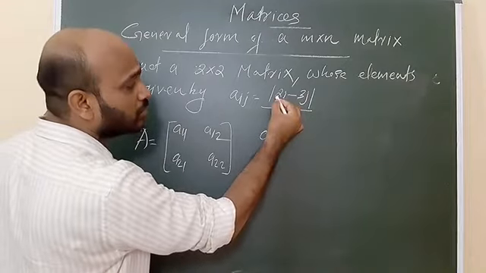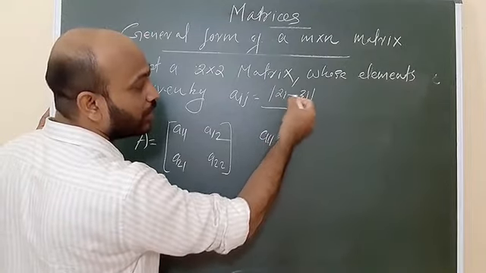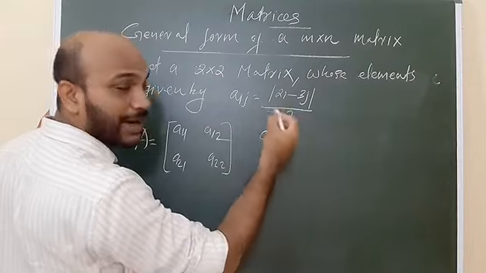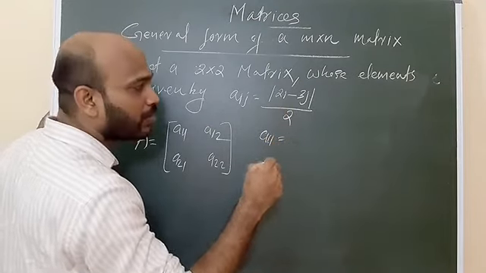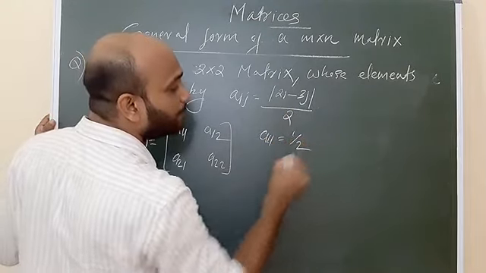This will substitute here. So 2 into 1, 2, minus 3 into 1. 2 minus 3 equal to minus 1, mod minus 1. Mod minus 1 equal to 1. So answer is 1 by 2.